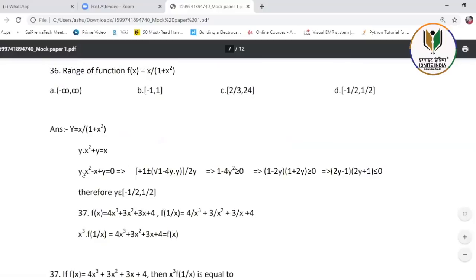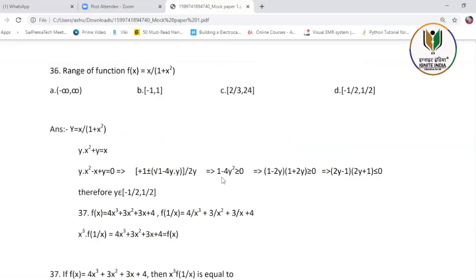Now for roots, you have to find what? You have to use the formula: minus b plus or minus root of b square minus 4ac upon 2a. Now this, 1 minus 4y square, they have real roots, so it is greater than or equal to 0. 1 minus 2y, 1 plus 2y, which is the a square minus b square formula.